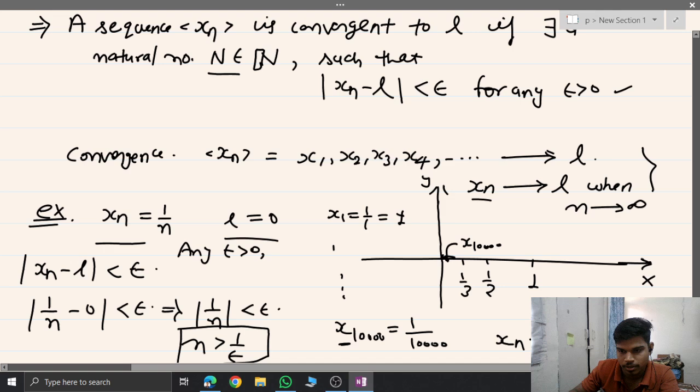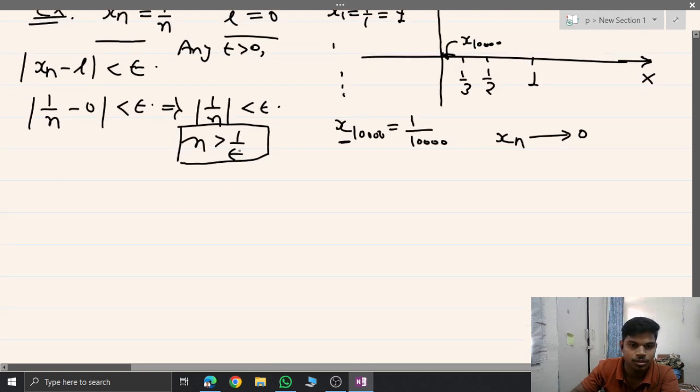This is the condition for n. Now focus on it. It says n should be greater than 1 by epsilon. Now, epsilon here, we know epsilon is very small. So this is actually the n that I was talking about, right? So this is my n.